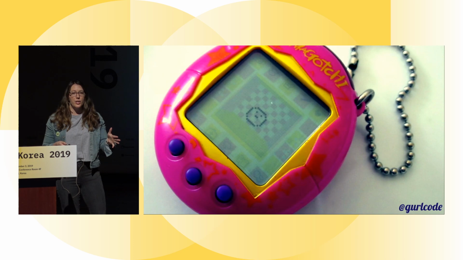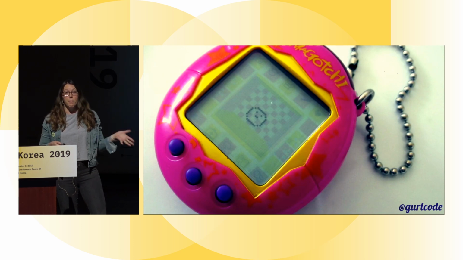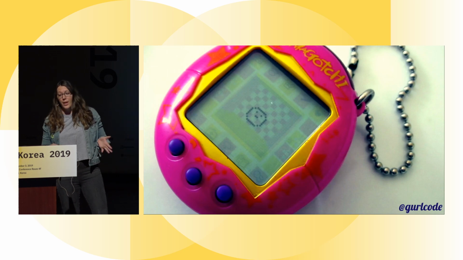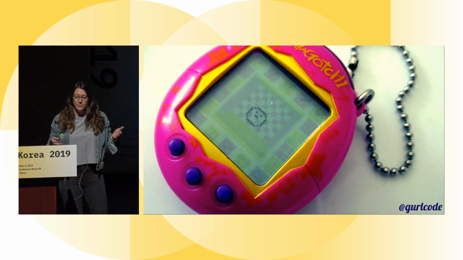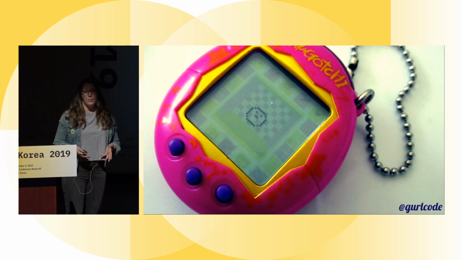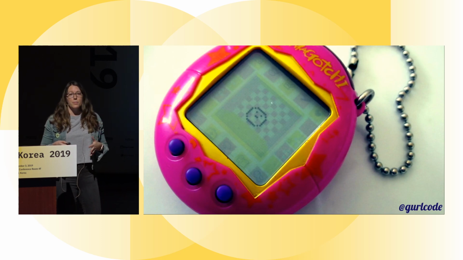Now, I had a Tamagotchi growing up. In fact, they were even banned from my school because they made a beeping sound when they needed something from you. And unfortunately, that meant a lot of my Tamagotchis didn't make it. Rest in peace.